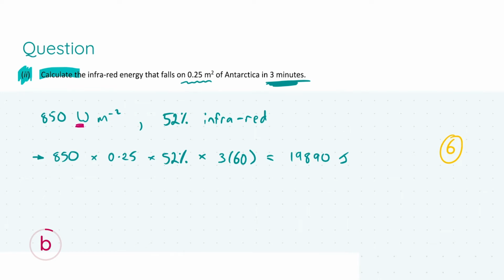The breakdown for marks for this question was also fairly simple. There were 6 marks going in total. You got 3 marks for correctly identifying the 850 joules and the 52%. You also got another 3 marks for including your 0.25, your 3 minutes, and also getting your answer at the end.